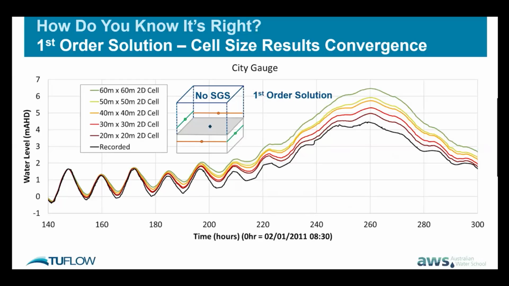So just to continue on there. Yeah, so when we look at the time history at that gauge, here we have the first order solution, and we've run this model for different cell resolutions, so 60, 50, 40, 30, and 20.